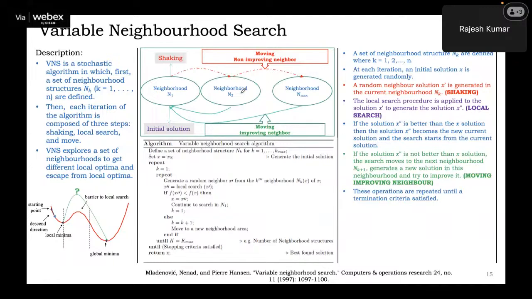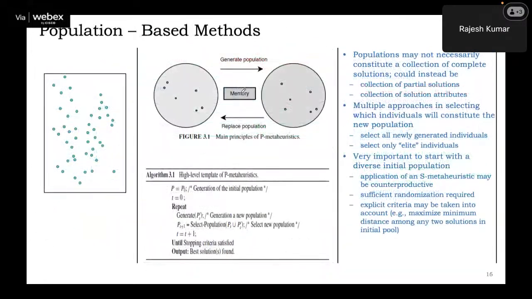The variable neighborhood method was proposed in 1997, and later on people are using some part of it to develop their metaheuristic algorithms and all that.